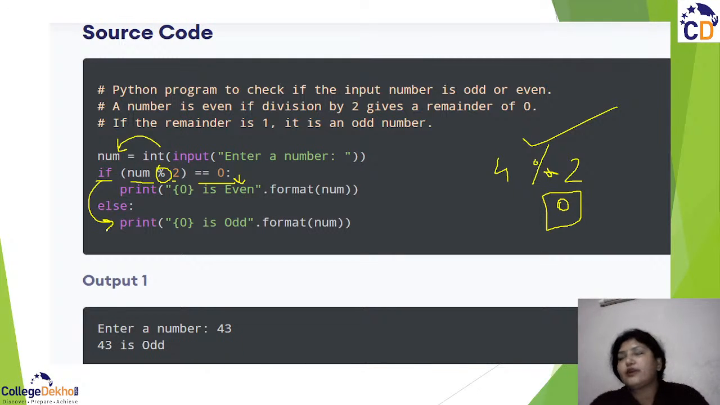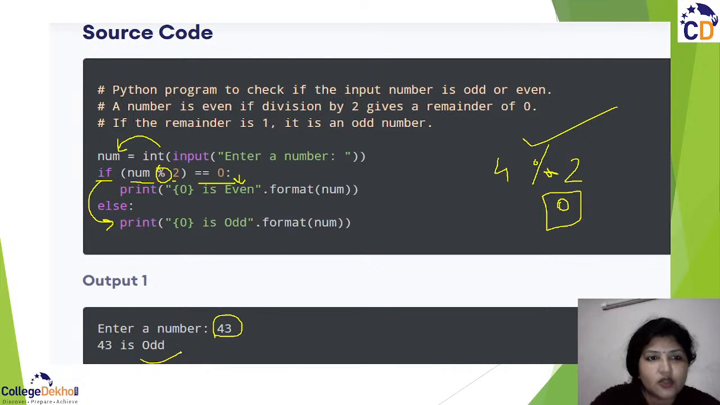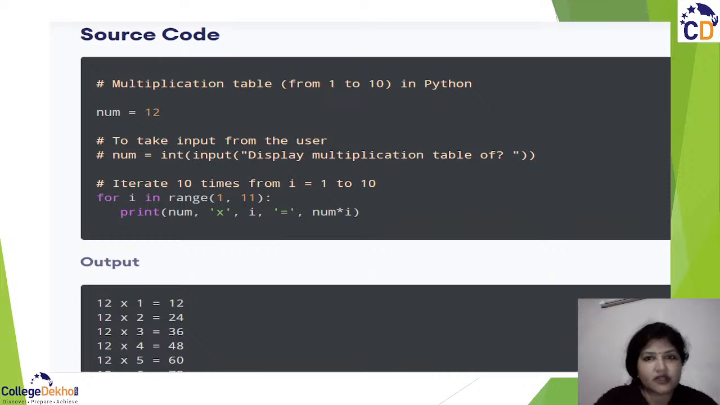So this is how it works, right? We have taken the input as 43, and then we have checked that 43 is not an even number. So this is the usage of the if else statement, right? And the second thing is the different operators we have used.